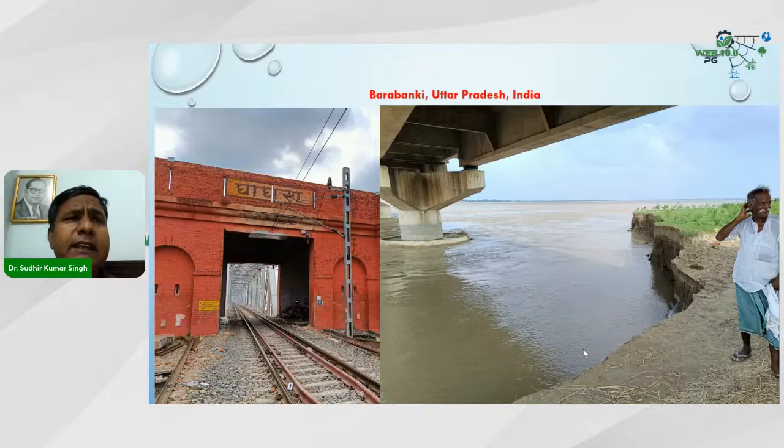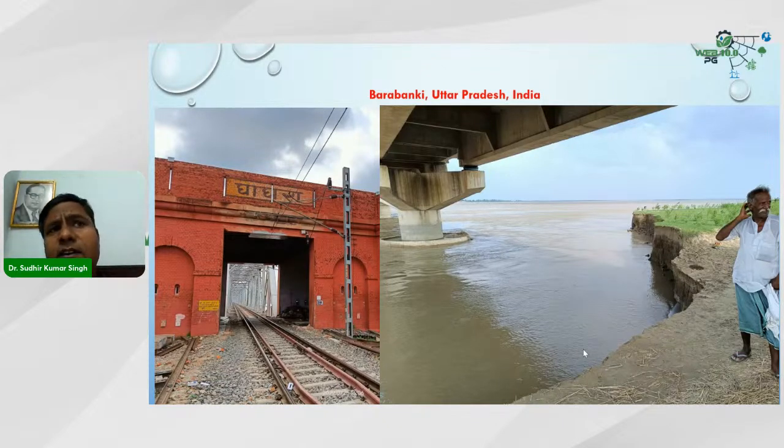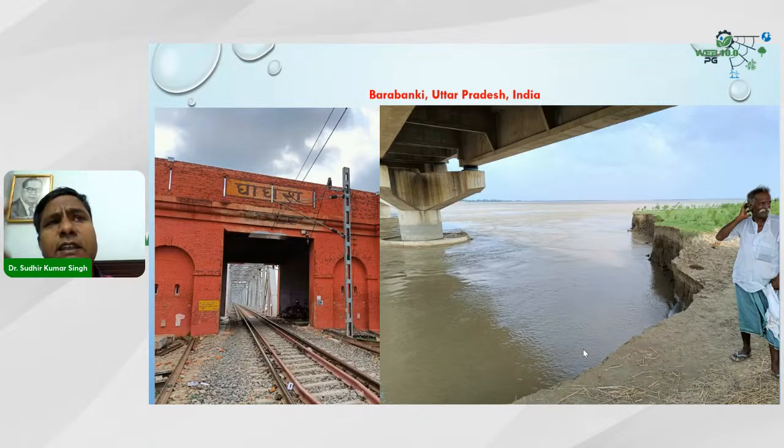So I have targeted one river basin as a case study. The river originates near Mansarovar Lake, which is near the China border, and it runs through China to Nepal, and then comes to our part in India, and later merges with the longest river of India, the Ganges.